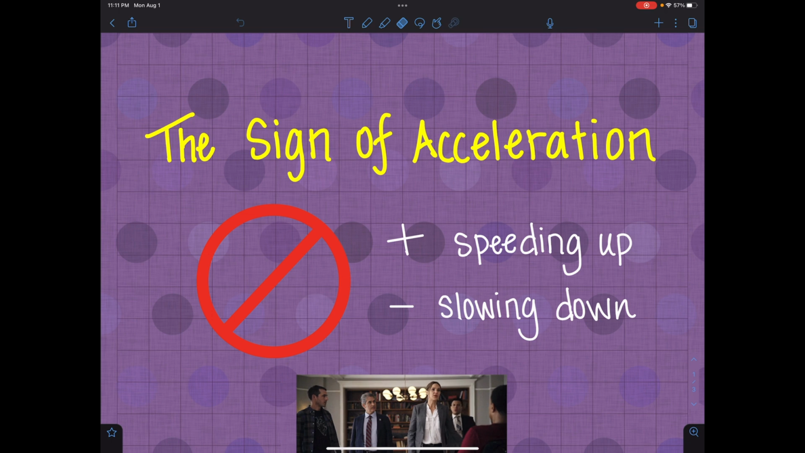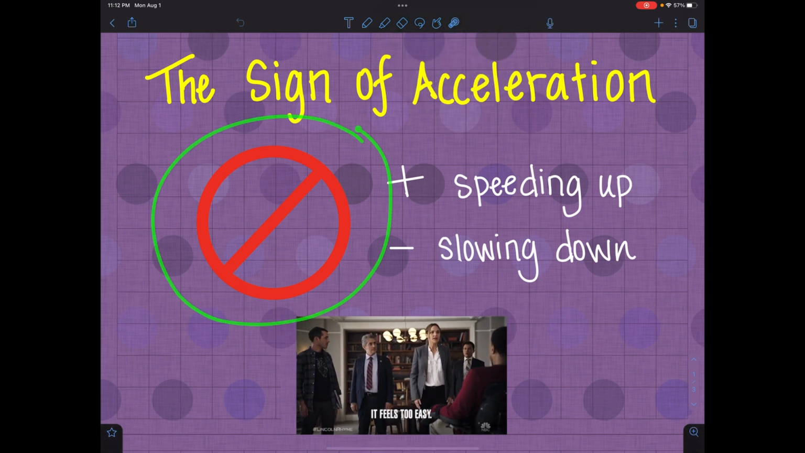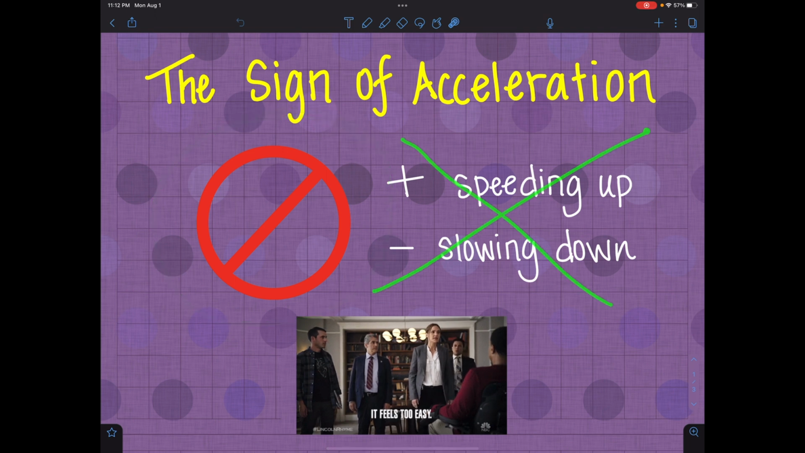there is a really important concept, which is the sign of acceleration, meaning, is it positive? Is it negative? Now, it's normal to want to think that if you have a positive acceleration, that means you're speeding up. And if you're slowing down, then it's a negative acceleration. But guess what? It's not quite that easy. And that's why I put this sign right here, because this is not going to give you the right answer all the time. And that's not how you need to think about it.